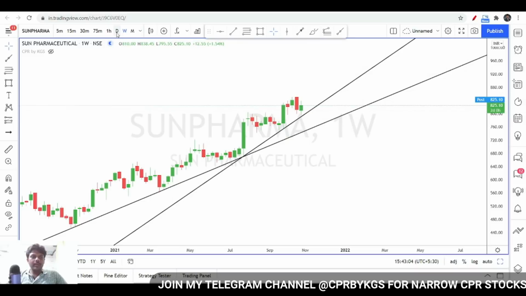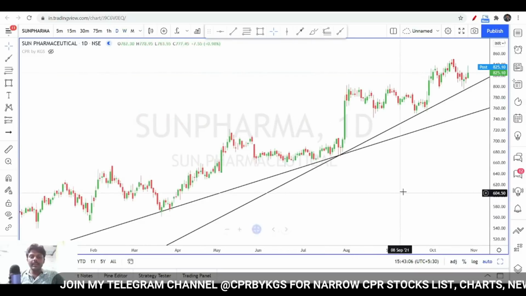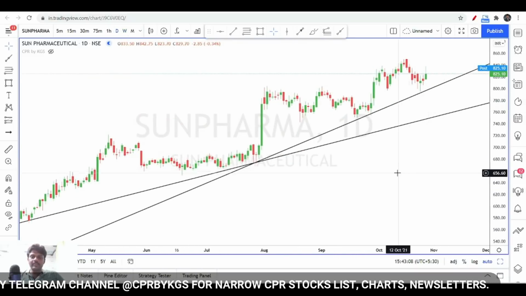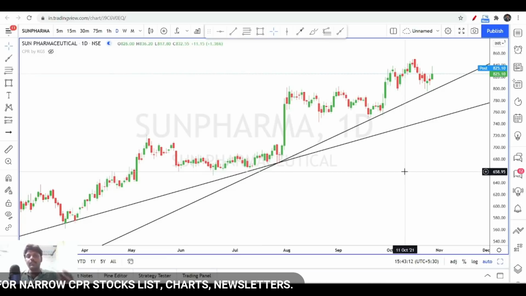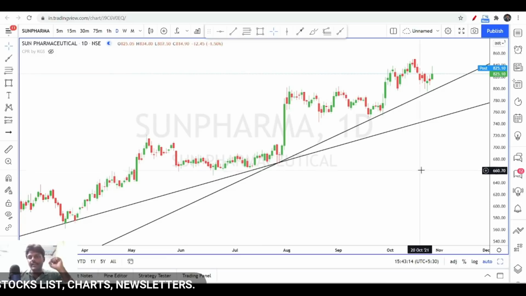Now I am going back to the daily chart. In the daily chart you can clearly witness Sun Pharma is in an ultra bullish mode, and that is the reason it has formed a new trend line.